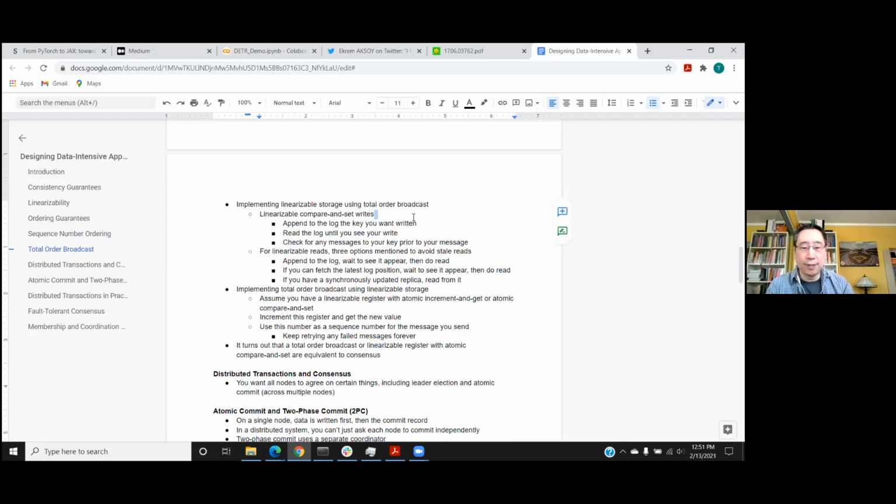Interestingly enough, you can do the vice versa. If you have a linearizable storage, you can actually use that to implement a total order broadcast. That's fairly straightforward in the sense that you just assume you have this register and you can use an operation like atomic compare and set, like I was talking about, or atomic increment and get. And so basically all you do is you increment the register and you get the new value. And when you have that value, that can be used as your sequence number. And so as long as you have linearizability on that register, then you basically guarantee that nice sequencing monotonicity of the values. And so when you send out your messages, if you use that as the ordering number, even if the physical messages arrive in a different order, the recipient node can always say, I'm only going to apply these in sequential order.